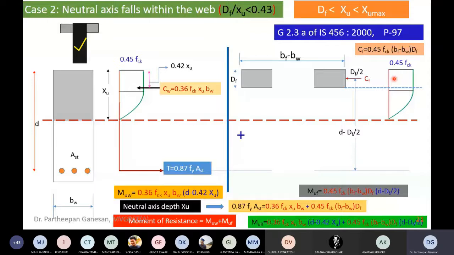Then you find the compressive force, which is always stress multiplied by area. This is the uniform stress 0.45 fck, and (bf minus bw) into Df is the area. That is what is given here. That force will always act at the centroid of this stress distribution. For a Df distance it is acting, so it will be half of Df. So the lever arm is d minus Df by 2, and for the rectangular portion, d minus 0.4 xu. These are the equations.